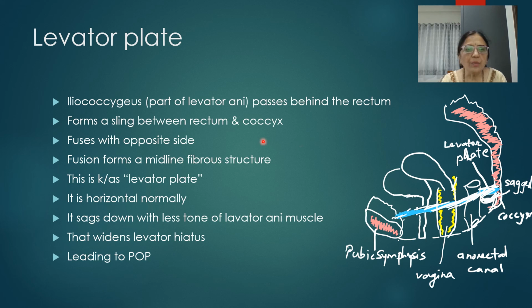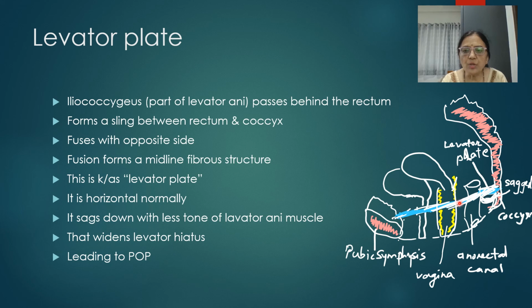Now, something about this levator plate. The iliococcygeus is part of the levator which passes behind the rectum. The medial part of the levator muscle is pubococcygeus, whereas the lateral part is iliococcygeus. The pubococcygeus goes from the pubic symphysis and gives supportive fibers to the urethra, giving a pubo-urethral ring, to the vagina, giving a pubo-vaginal sling-like support, and to the anorectal junction also, giving an anorectal sling.